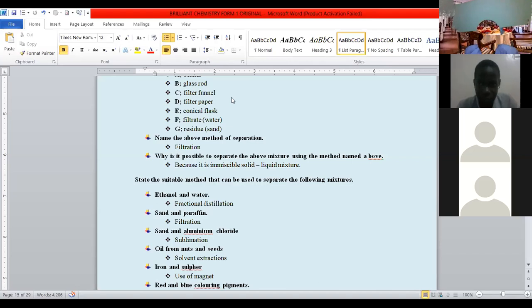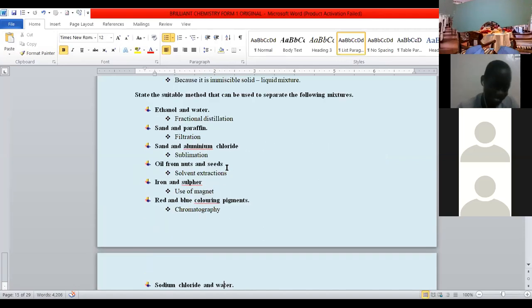If you hear the word pigment, Mercy, we talk about chromatography. Not chromatogram. Chromatogram is now the paper, but the method of separation is chromatography. Yes. Very good.